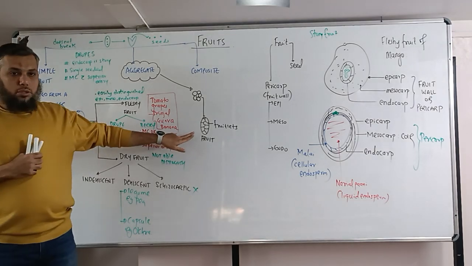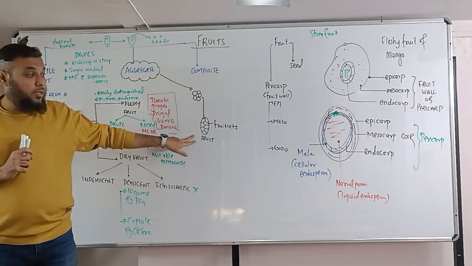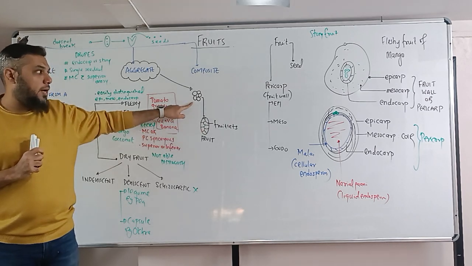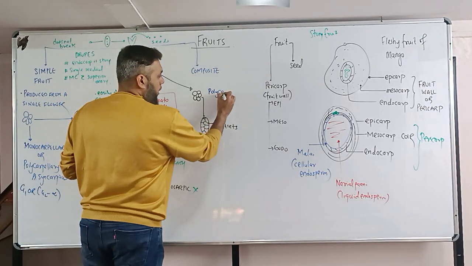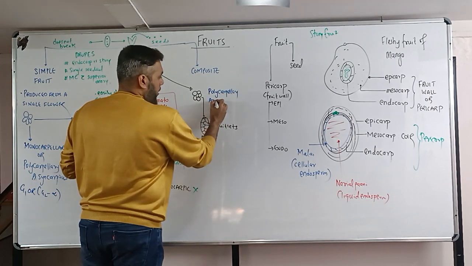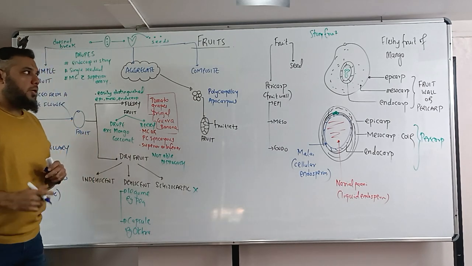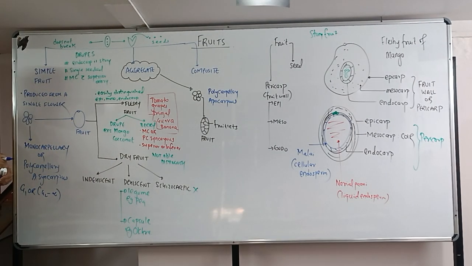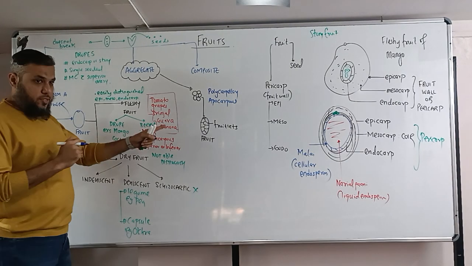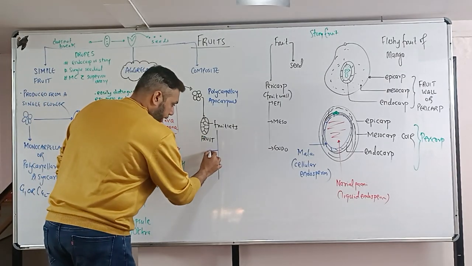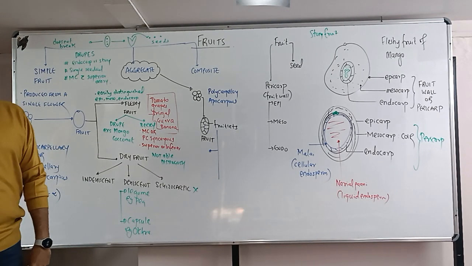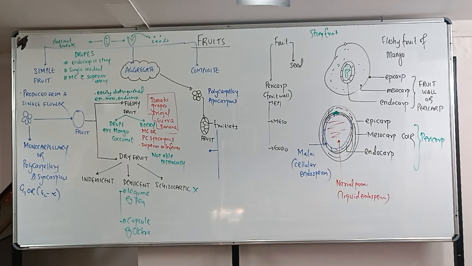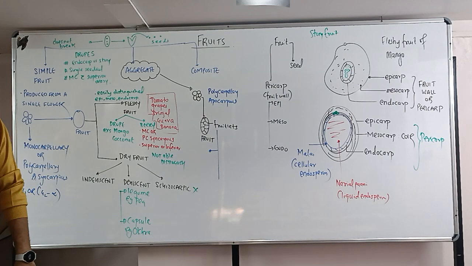So an aggregate fruit is a single fruit, but it is made up of many fruitlets. And this fruit has come from how many flowers? Single flower. The only difference is that single flower is going to be polycarpellary and apocarpous. Here it was polycarpellary syncarpous. Now these fruitlets can either be etaerios of berries, etaerios of drupes, or etaerios of achenes. Out of these, you have to remember one. Who is that?